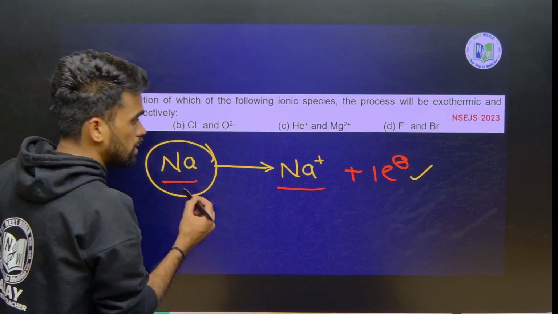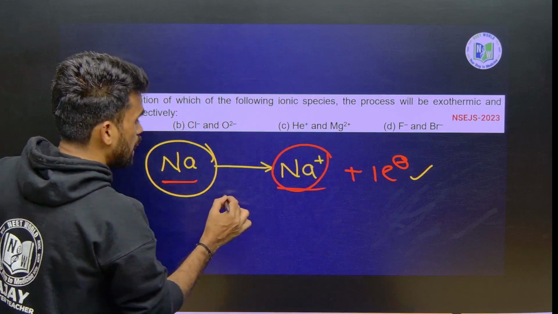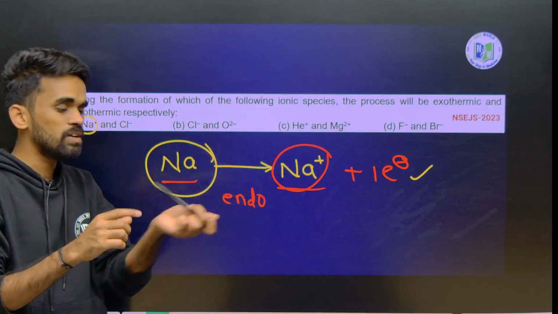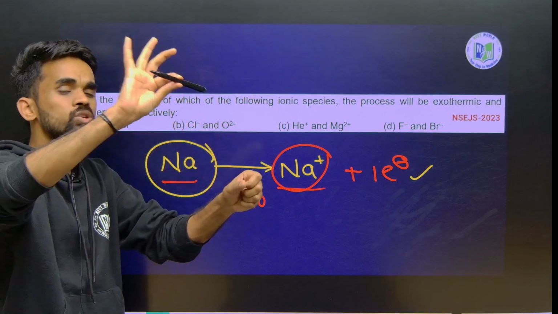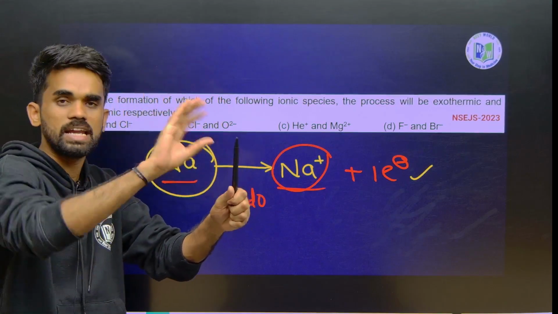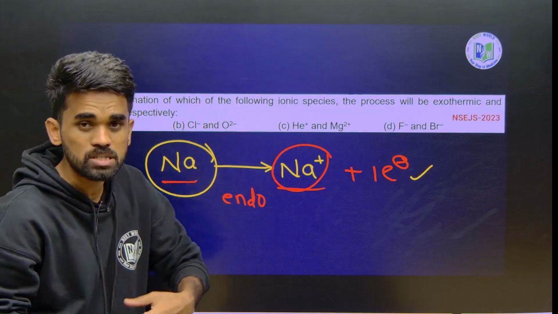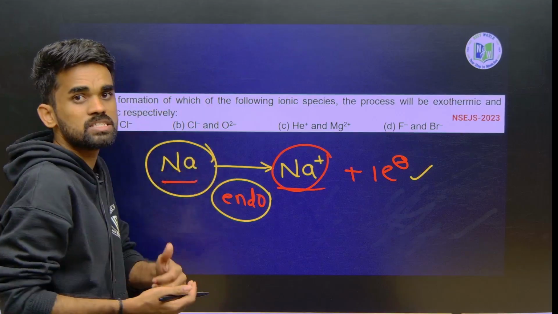So I told you that amount of energy is required. So what is this process? It is endothermic. Why endothermic? Because from the atom, electron is there, and from here we are removing the electron. To pick out this electron requires some external energy, so we are supplying some energy from outside. So it is endothermic. Heat is absorbed by the system during the process.